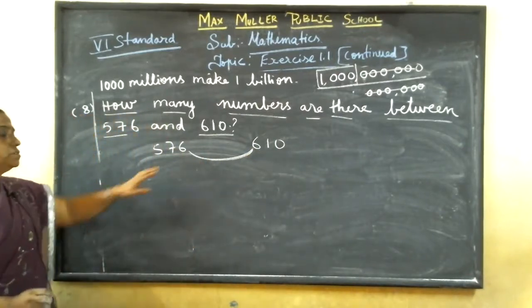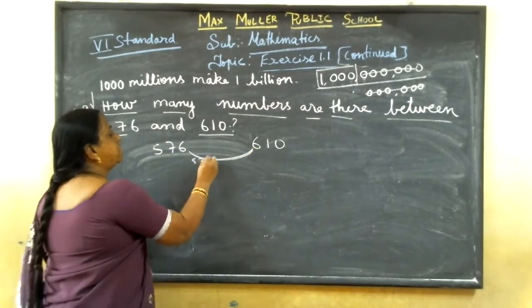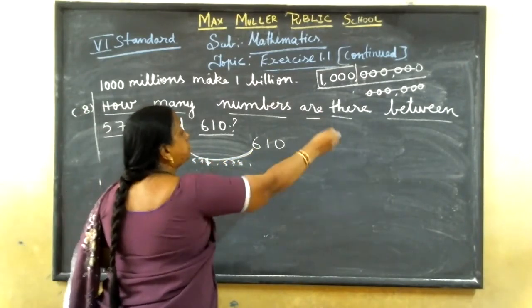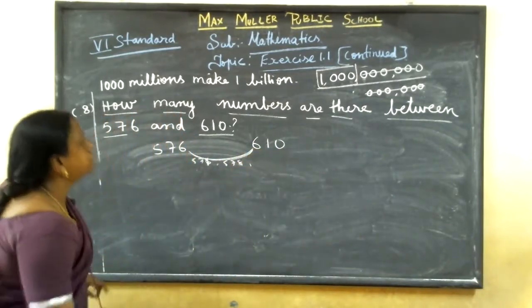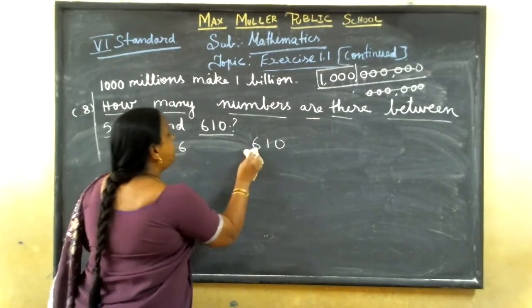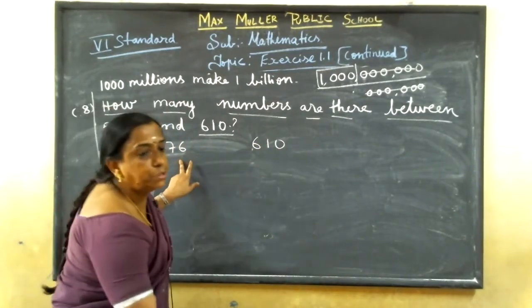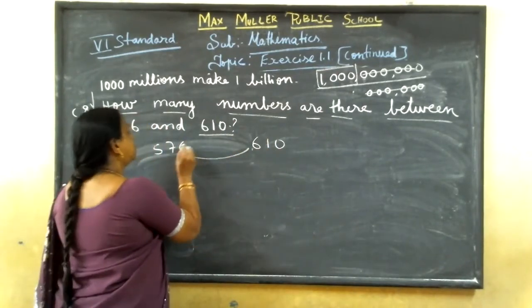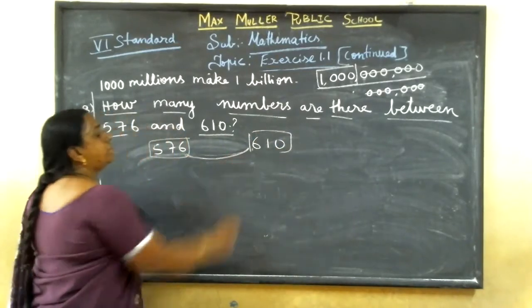You should find. So already I told you, you can't add like this: 576, 577, 578, up to 610. So you can go bigger number minus smaller number. Then what you should do? Minus 1 you will get. Between the numbers, so no need to count this and this. Only in between comes, that you should count.